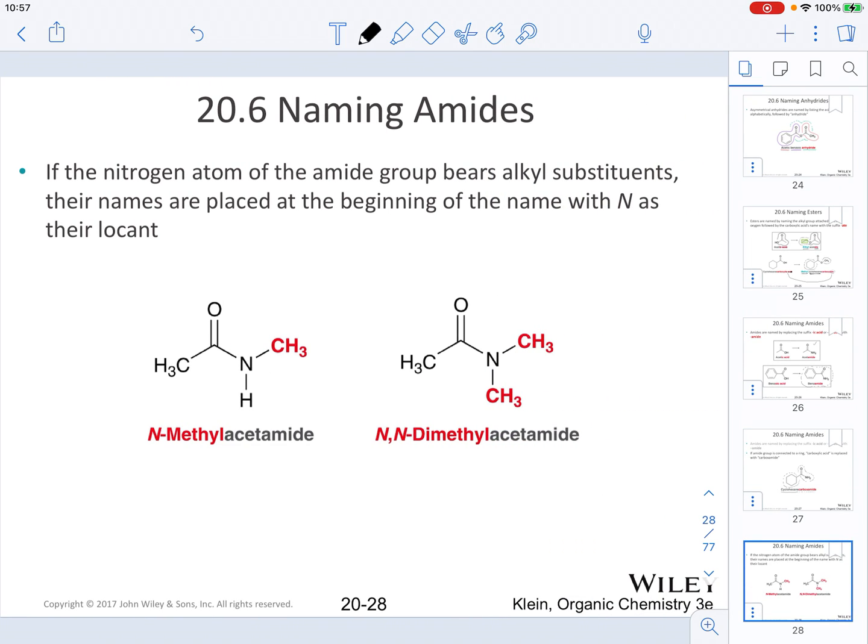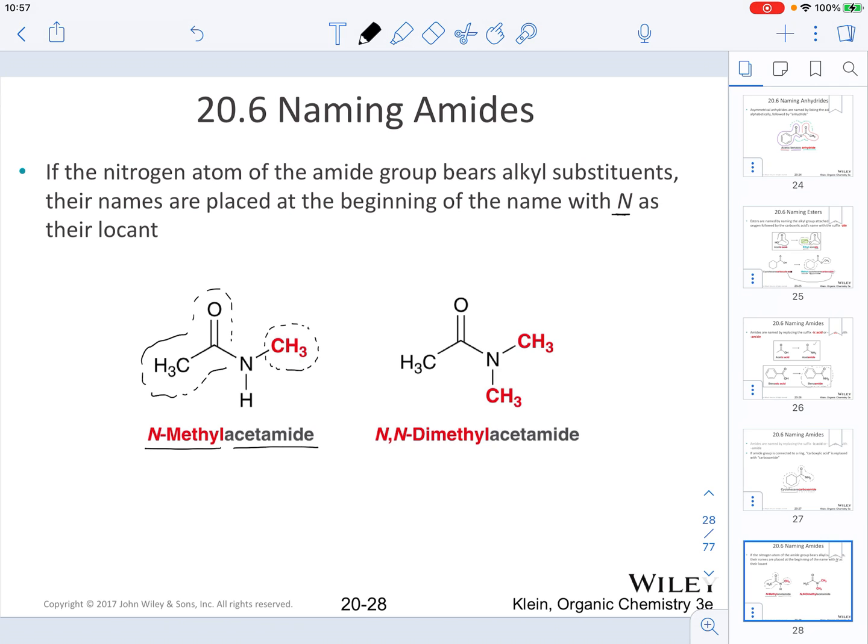If the nitrogen atom of the amide bears alkyl substituents, their names are placed at the beginning of the name with an N as their locant. And that's going to determine that they are on the nitrogen part of the amide. As you can see in the first example, here we have a methyl group bonded to the nitrogen in the amide. That's why we have N-methyl. This group is an acetyl group, so that's why it is acetamide.